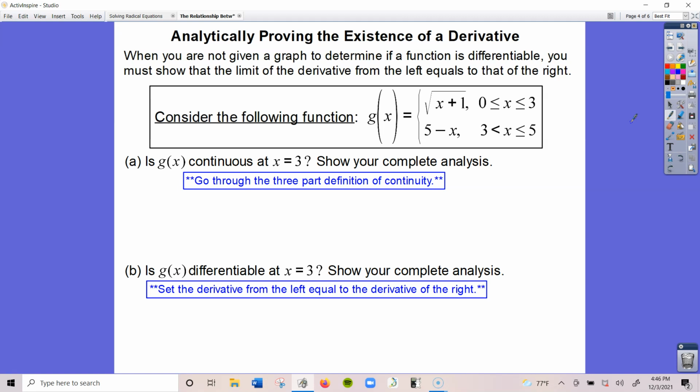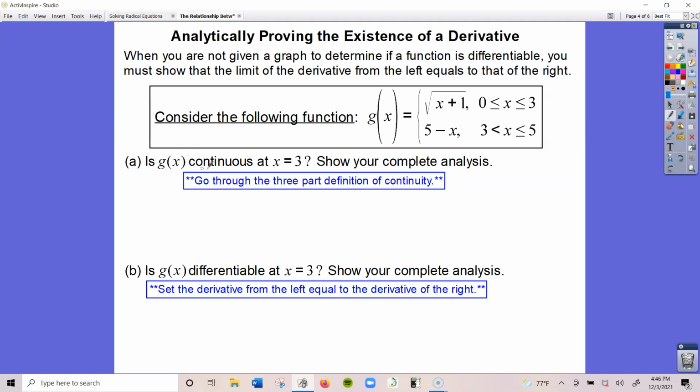Now we're going to see how to determine if a function is continuous and differentiable if we're given a piecewise function. Remember that a piecewise function means that your function is made up of pieces. So for the first part here, we have the square root of x plus 1 for when x is between 0 and 3, and then 5 minus x for when x is between 3 and 5.